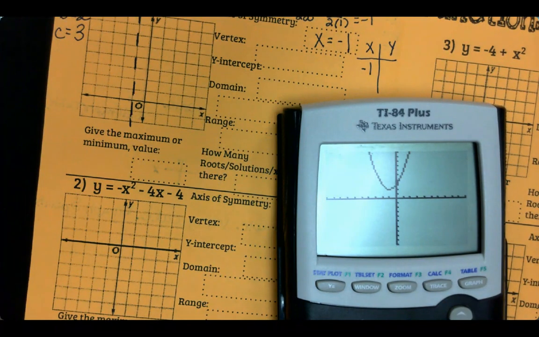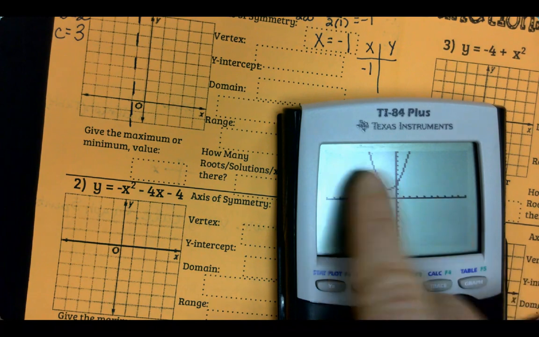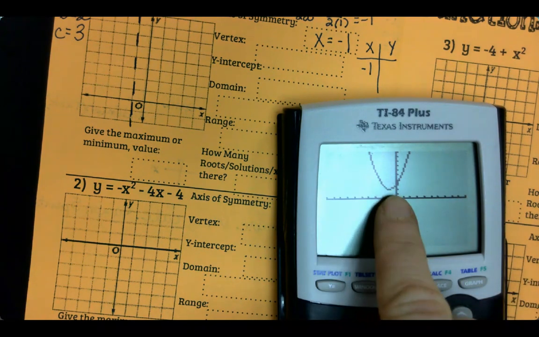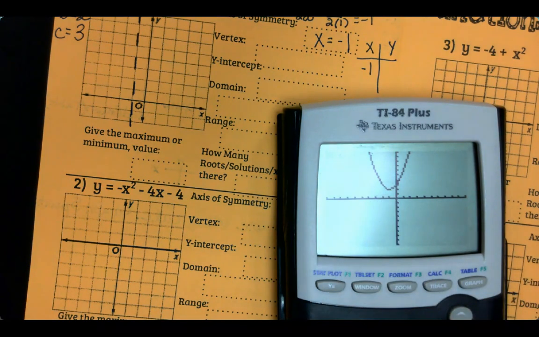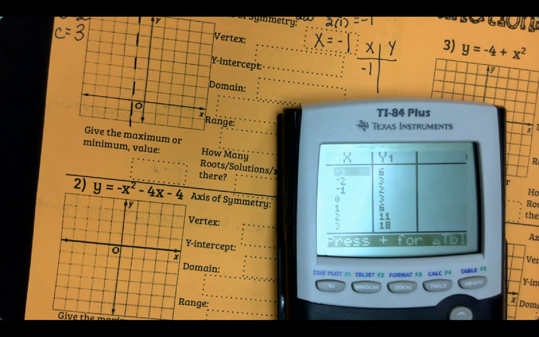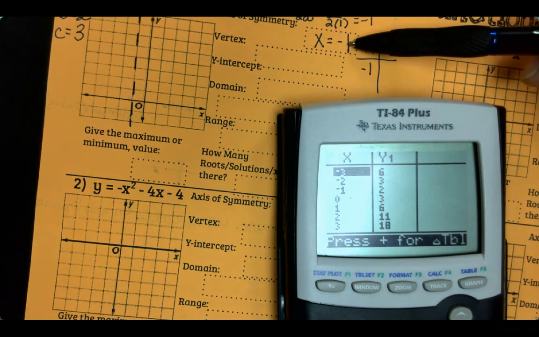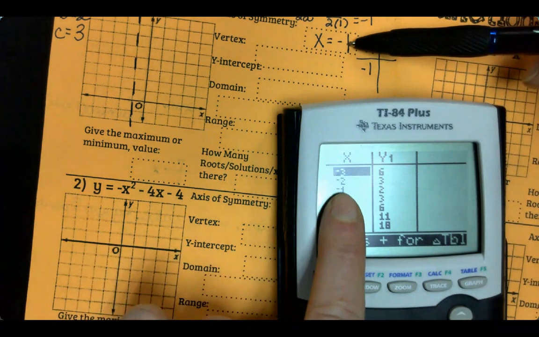So it looks like it's up and over. It's in that second quadrant. The vertex is above the x-axis. So we get an idea of where it's at, because we're going to be able to draw it. Now go to the table, so second graph. And I want you to start at the axis of symmetry. X, see the x, and negative 1.